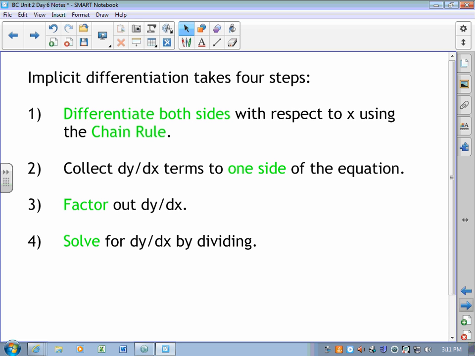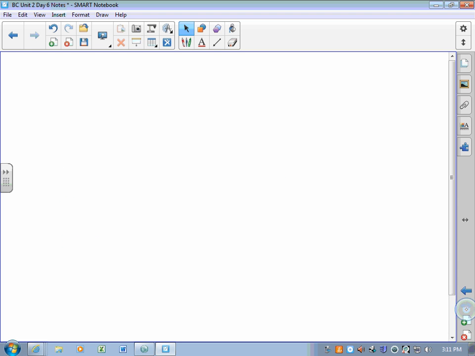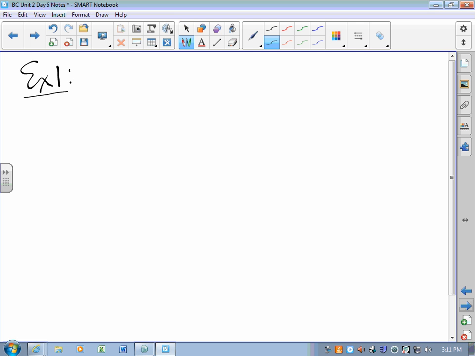They will always work. Differentiate with the chain rule, bring your dy dx's to one side, your non-dy dx's to the other, factor and divide. So let's take a look at that original equation, well, one of the original equations that we had up there. Find dy dx if x squared plus y squared is 1.